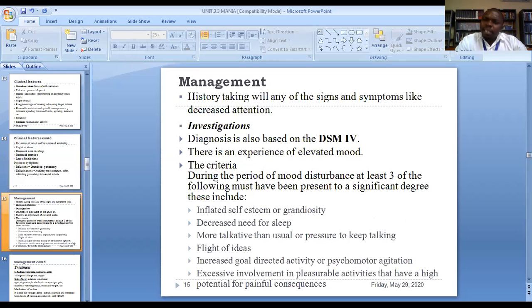Now, let's look at the investigations or the management of mania. So first of all, you take history, which will reveal any of the signs and symptoms like decreased attention, loss of inhibition. At least the relatives will give you the history that this person has loss of inhibition because they've been doing those activities that you and I cannot do in public or in certain areas.